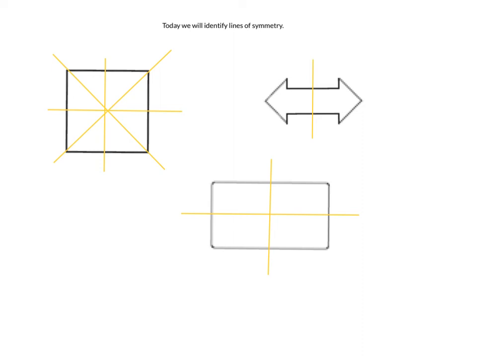So it could be folded with a vertical line of symmetry, or top to bottom with a horizontal line of symmetry. So it has two lines of symmetry.